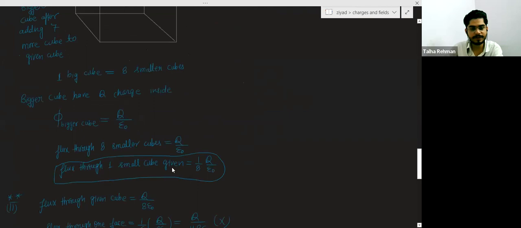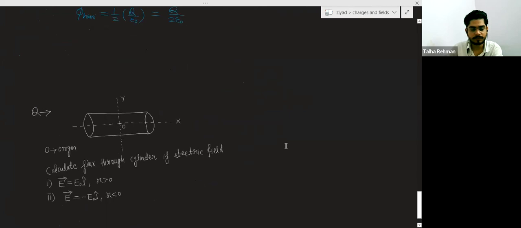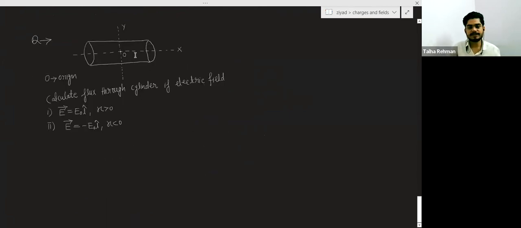So these are the possible varieties of the question that you may get in your exam. Now see this. Here a cylinder is given, and the axes of the cylinder are given. This axis is the x-axis and this is the y-axis, and this is the origin, the reference point. They are saying to calculate the flux through the cylinder.